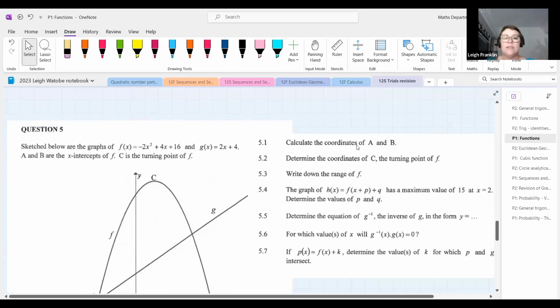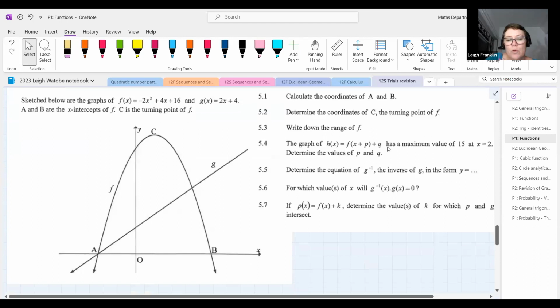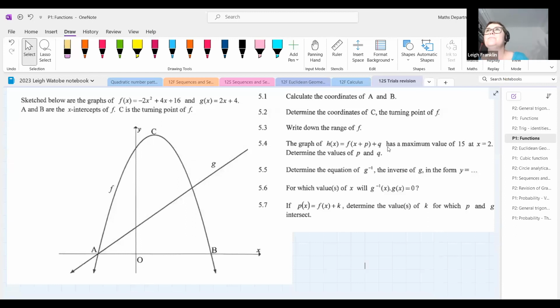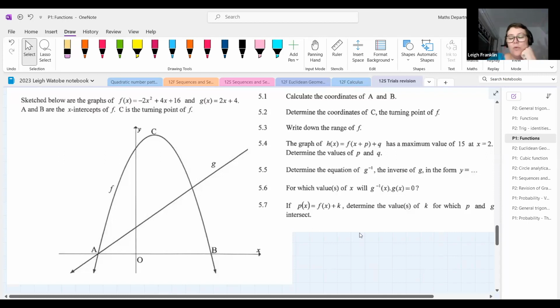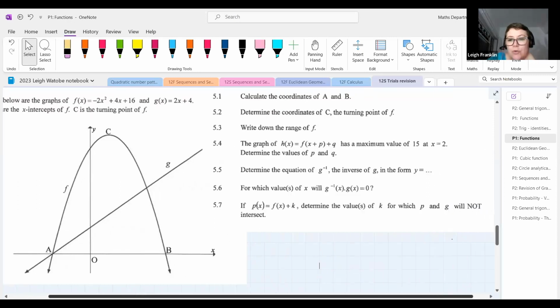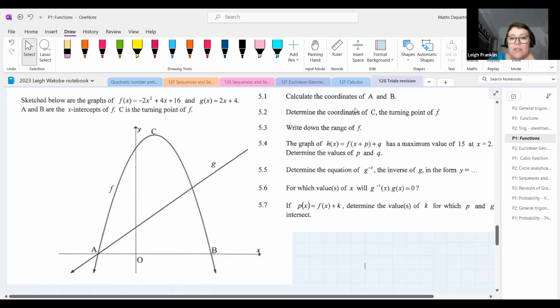All right, so when they ask us to calculate the coordinates of A and B, that's super simple. They want the coordinates of the x-intercepts. So how would we work out the coordinates of A and B? We would need to make y equal to 0. Okay, so I'm going to let you guys do that bit, and then we're going to talk together about how we're going to do 5.2, because I just want to point out to you all the different ways that you can do that. So you guys do 5.1, and then you're going to DM Yolanda and I your answers.